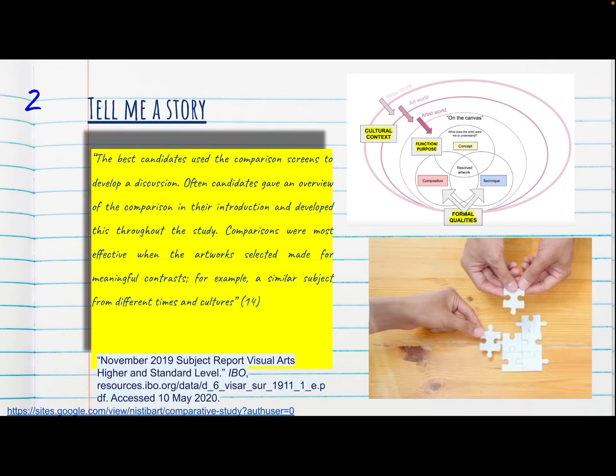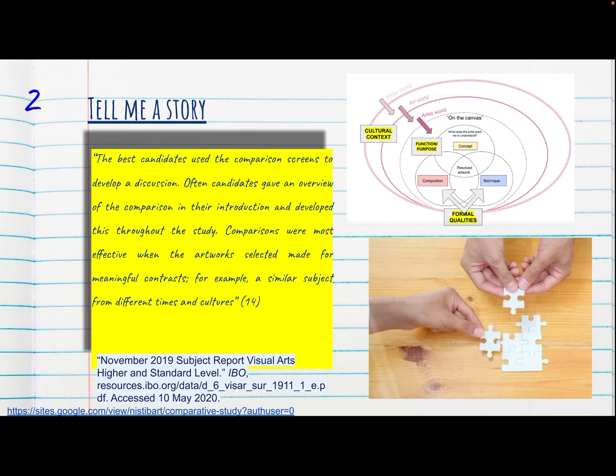The best candidates use a comparison to develop a discussion. Often candidates gave an overview of the comparison in their introduction and developed this throughout the study. Comparisons were most effective when the artwork selected made for meaningful contrast, for example, a similar subject from different times and cultures. It might be that you don't have enough in your story to tell me why these are dramatically different. Find something that shows me what I'm looking at next.